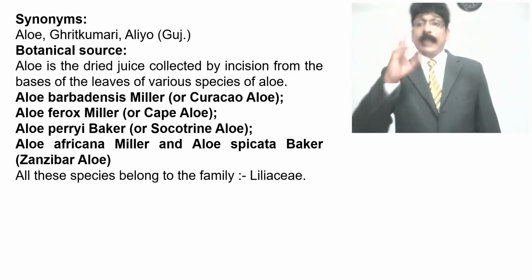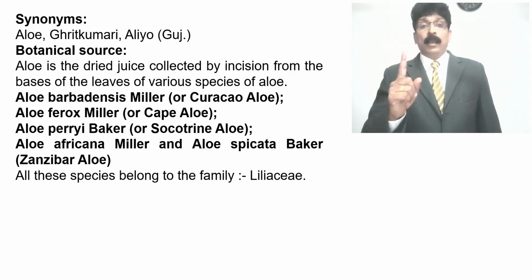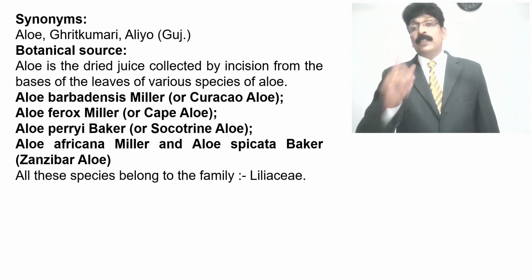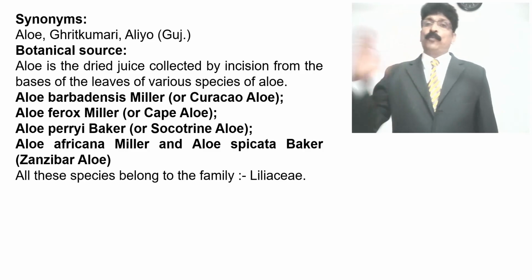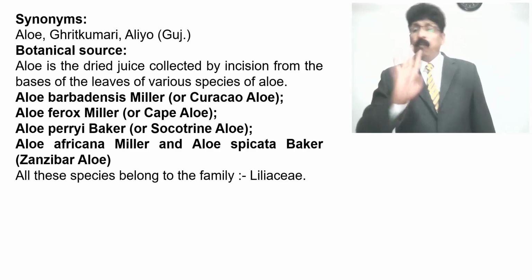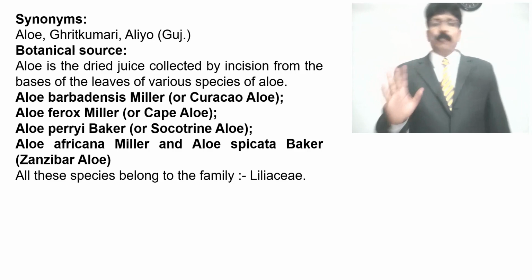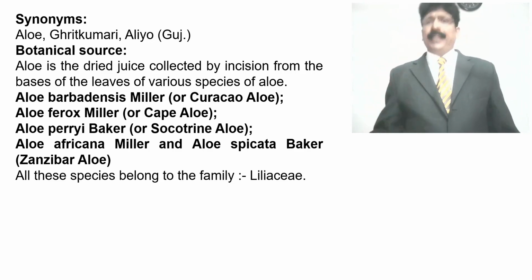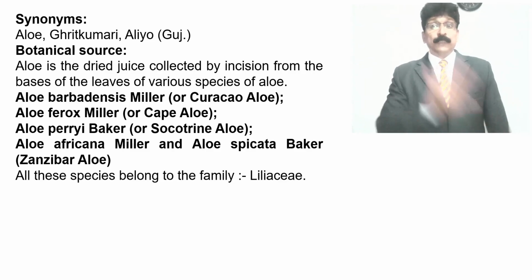And Cape aloe is from Africa, South Africa. And Socotrin aloe is from Arabia. And Zanzibar aloe is also from East Africa. So you can see these 4 varieties have very strong value in the world market. So that's why we have taken them. In our India also we have aloe, with lots of production. These 4 are very important to know.